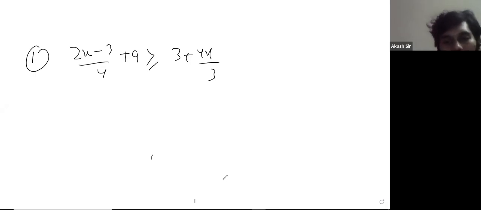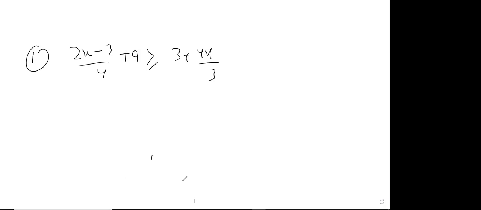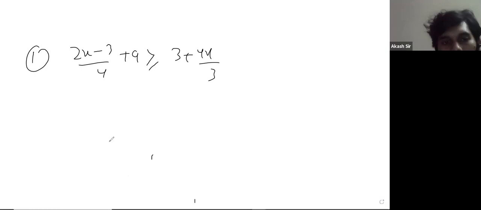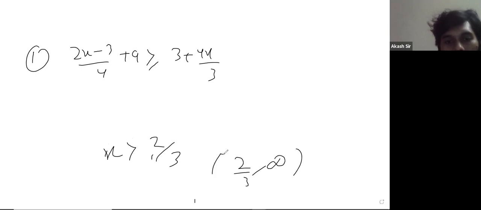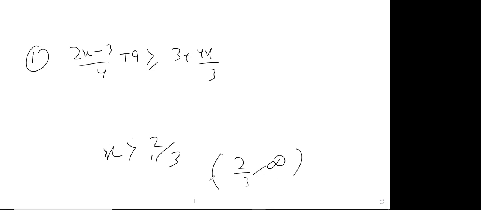Sir, it's in fractions. So how do you write it in number line? See, if you have x is greater than 2 by 3, just write 2 by 3 comma infinity, open bracket, just as another number. Okay.